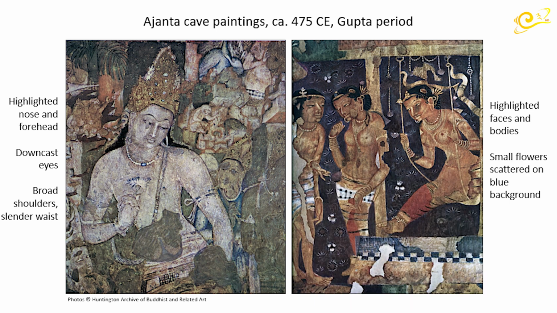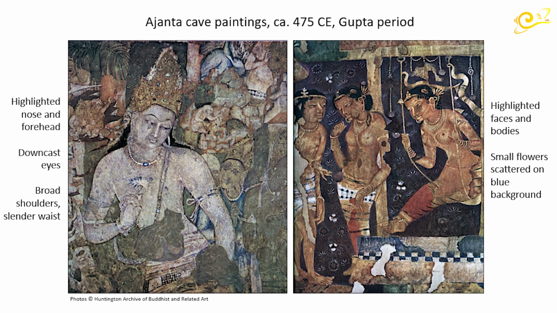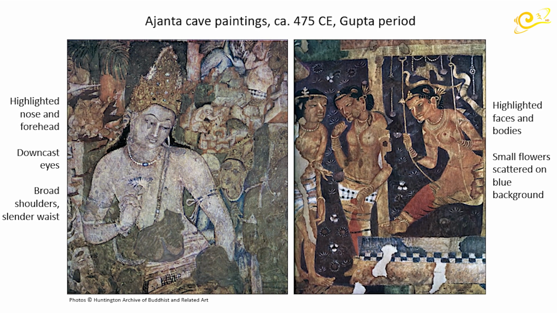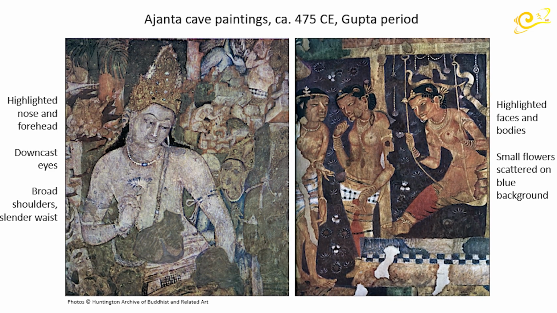Some things we recognize, though: the broad shoulders, the slender waist of both Kenri on the left and the female figures on the right-hand side. We can tell that those figures also, even though they are clearly not bodhisattvas or Buddhas, they too have downcast eyes, highlighted faces and bodies. And of particular note are the small flowers that we see scattered on the dark blue background. This is something that we see for centuries after the Gupta era.